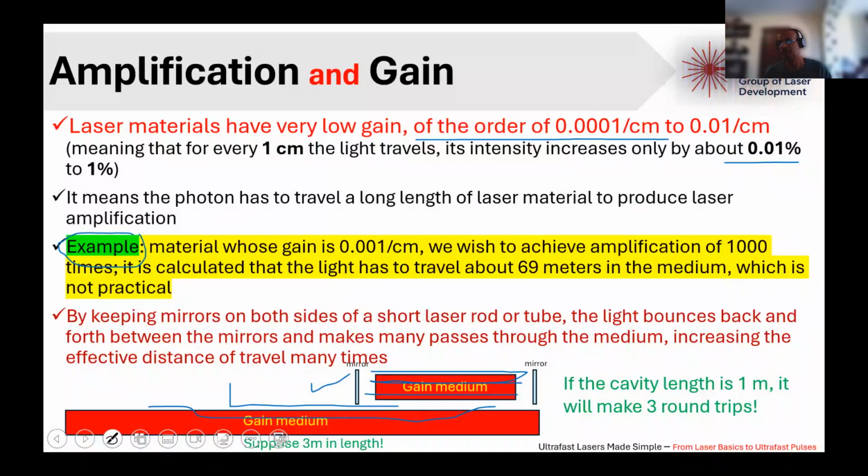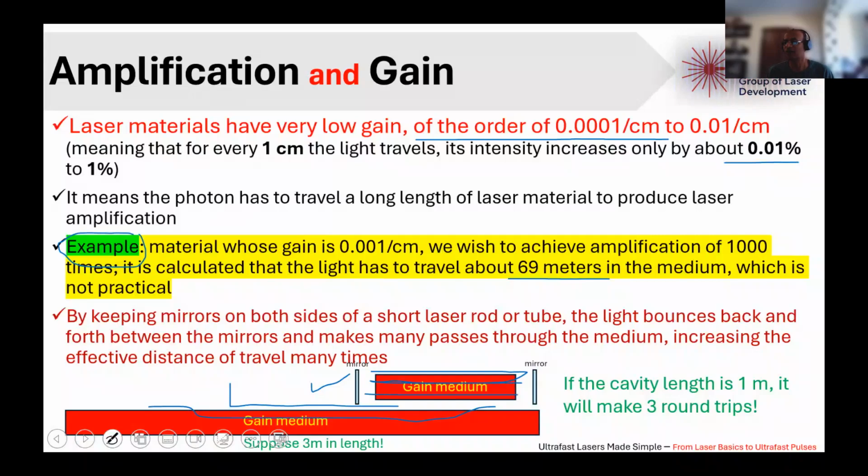So if we calculate this, you can try by yourself. If the gain is 0.001 per centimeter and we wish to have a thousand times amplification, it means that light has to travel about 69 meters in a medium. 69 meters. Definitely, which is not practical. You cannot have a 69-meter long gain medium. Where will you put it?